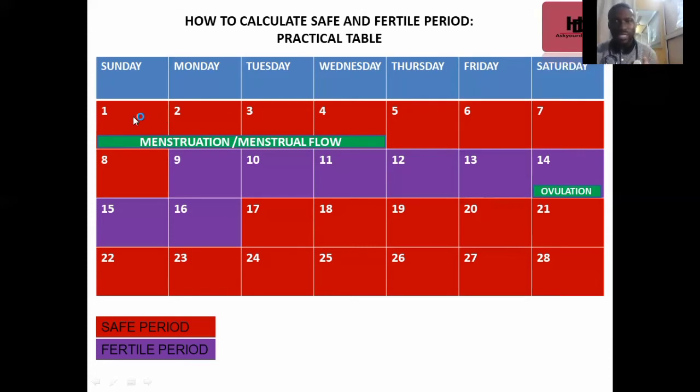So if you are seeing your menses starting today, today is your number one day. The next day, tomorrow, is the second day, the next is the third day, the following day is the fourth day. So the day your menstrual flow starts is your number one day. So the 14th day after the number one should be your ovulation if your cycle is a 28-day cycle.